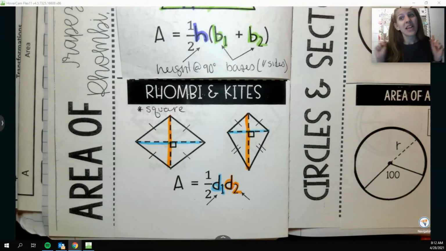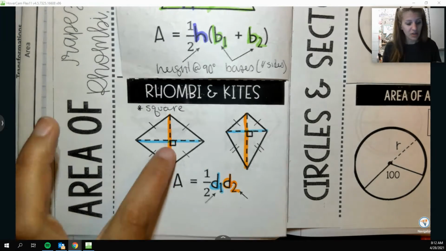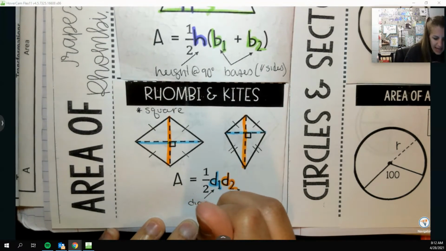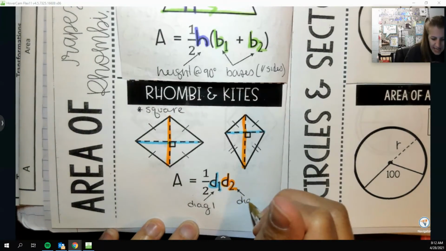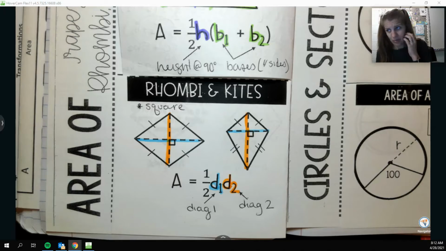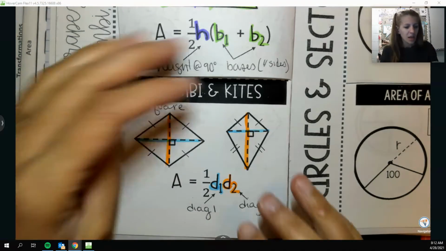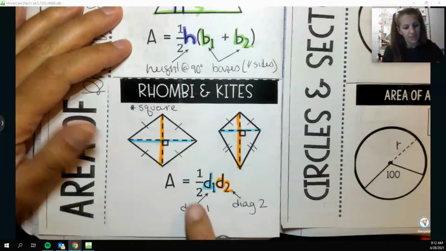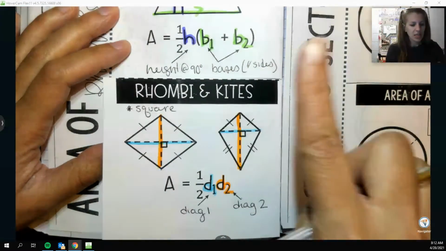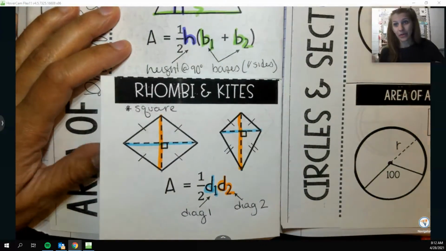So again, because I have that 90 thing going on, I can find the area using the 90 intersection. So this is diag 1 and diag 2. And because we're multiplying, it doesn't matter the order that you multiply them in, obviously. So yeah, half diagonal 1 times diagonal 2, super fun formula, love it. Rhombus, kite, and square, you can use that.